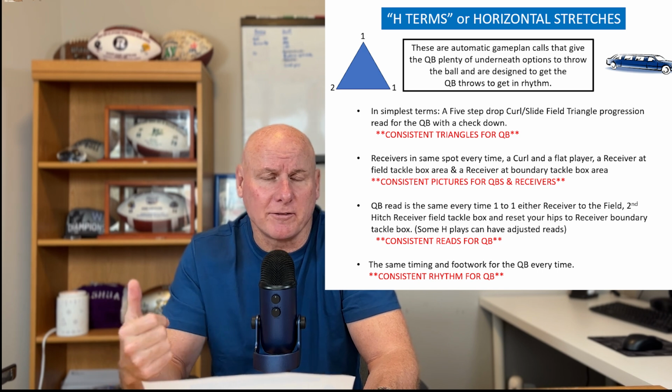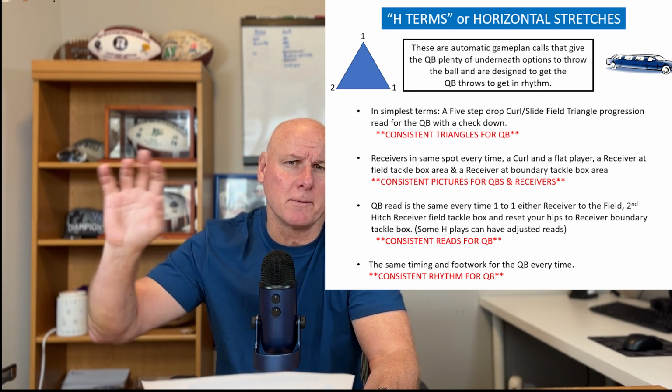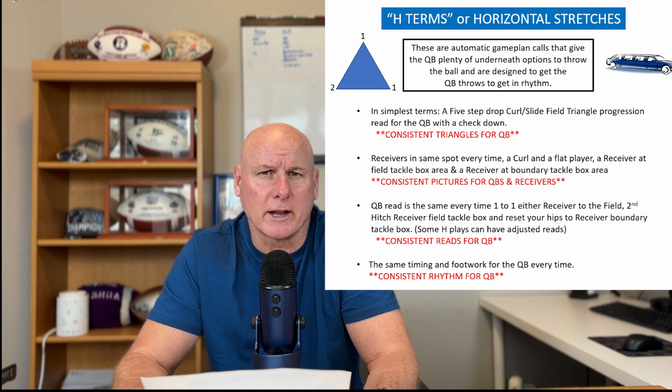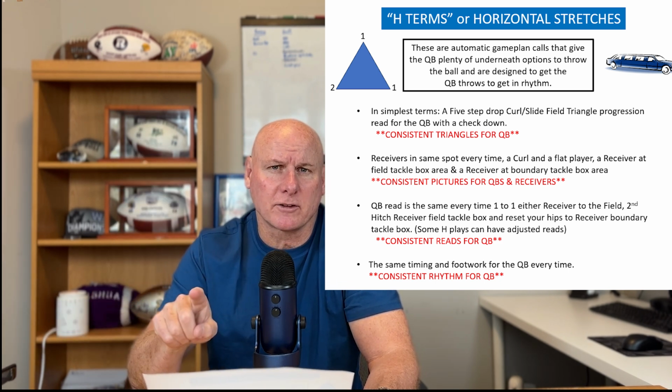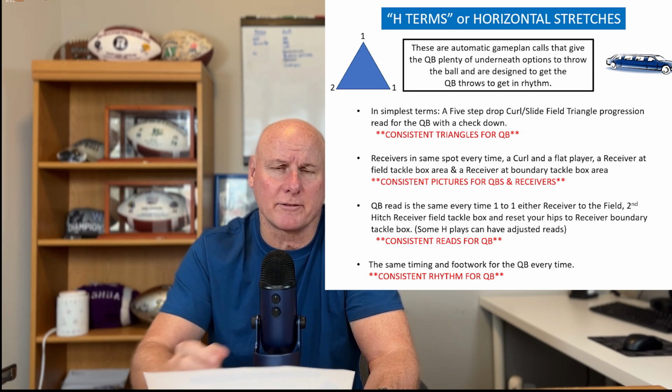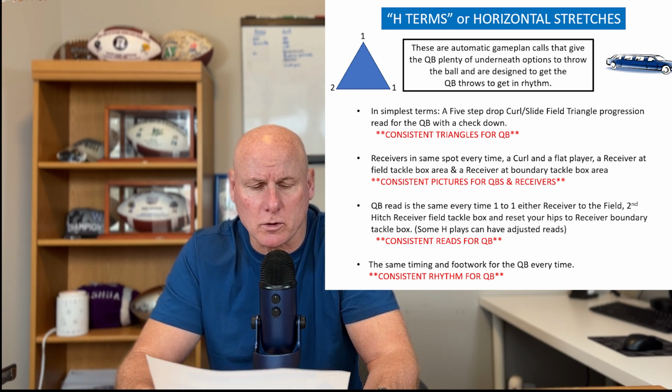Why? Because it's a 5-step drop, curl slide, field triangle progression. What I mean is I'm building a triangle usually to the wide side of the field where he can go to the curl, to the flat, and then I brought somebody back in the quarterback's line of vision to complete a triangle, and I still have a check down to his left. It's a consistent triangle for the quarterback every time.